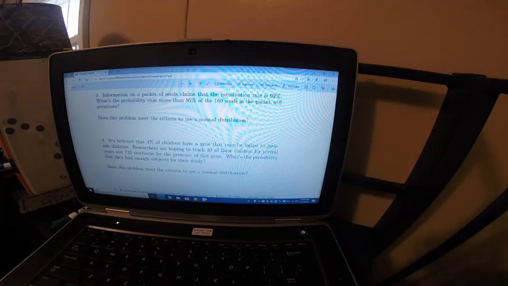Alright, question 3 says, information on a packet of seeds claims that the germination rate is 92%. What is the probability that more than 95% of the 160 seeds in the packet will germinate? Does this problem meet the criteria to use the normal distribution? Okay, so let's take it to the board.